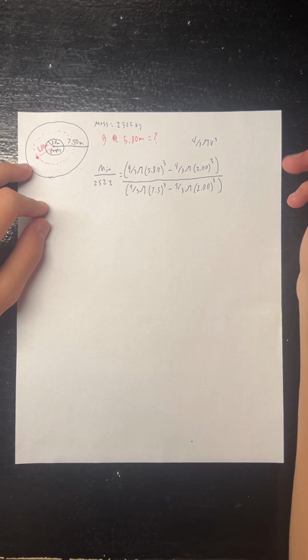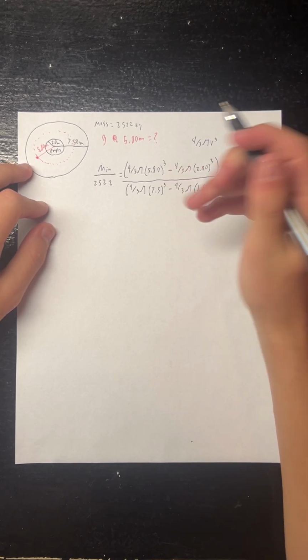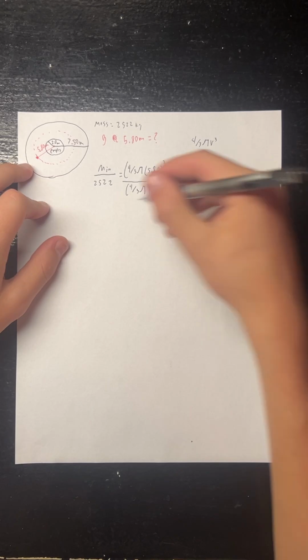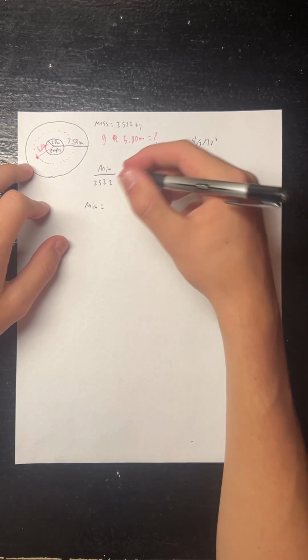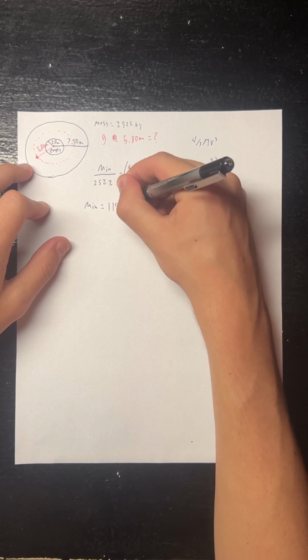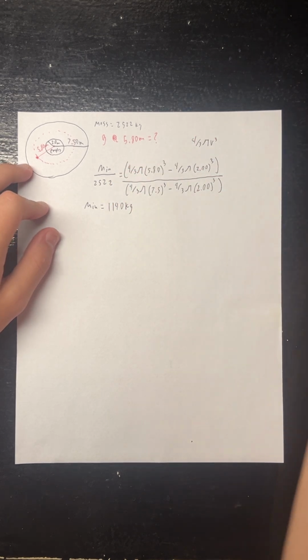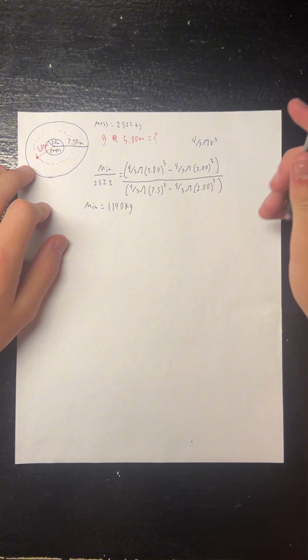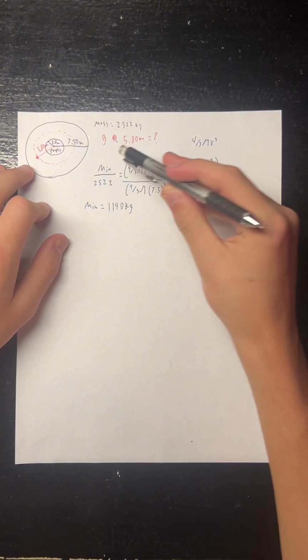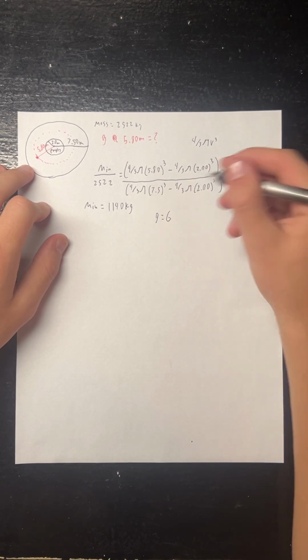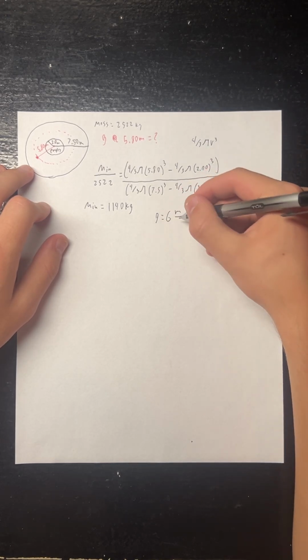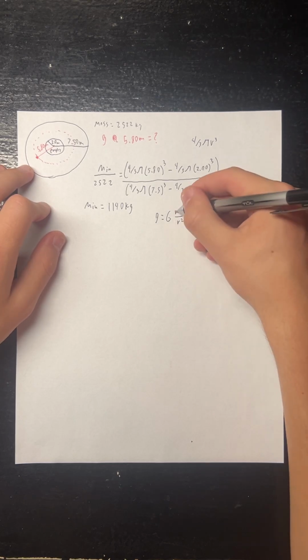Once you do this, you can plug this into a solver or simplify it whichever way you'd like, and you come out to the mass inside equaling 1140 kilograms. And now once you have your mass inside, you can find the g. So g equals our gravitational constant times mass over r squared, right? And we have all these numbers, and we can plug this in.